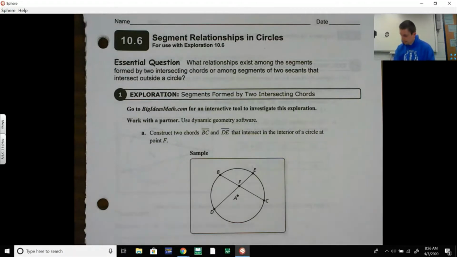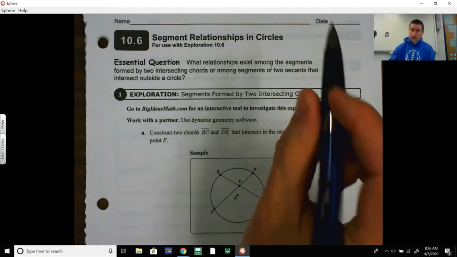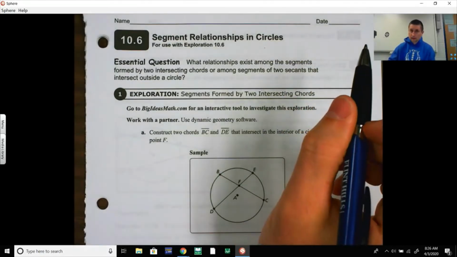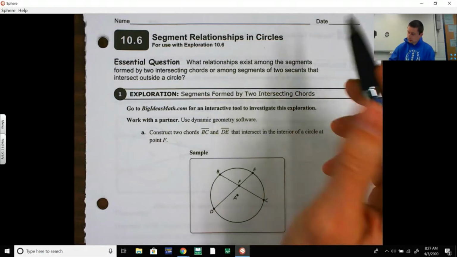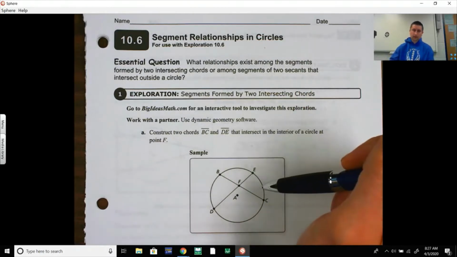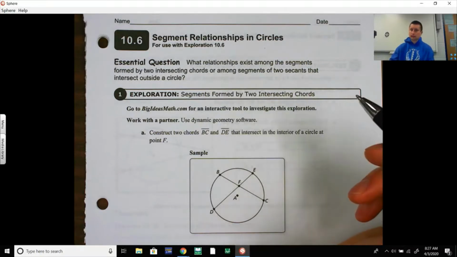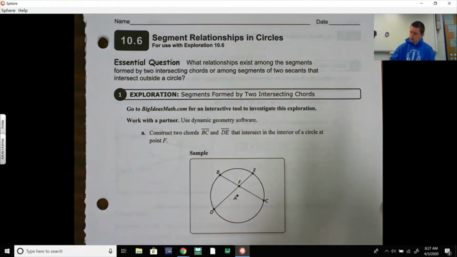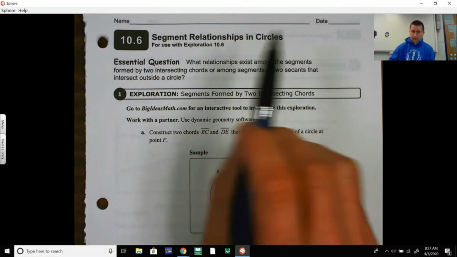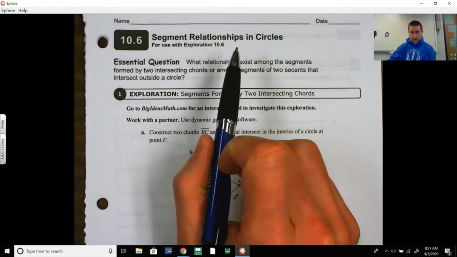10.6, we got two sections left in Chapter 10. This one I thought would be pretty straightforward, then I started looking at it, and there's some algebra review we have to do with it as well. So we're going to cover that in this video, in addition to what we do with these circles. I think the algebra is going to be the challenging part with this, and not so much how to make the formulas. 10.6 deals with segment relationships, 10.5 was angle relationships.